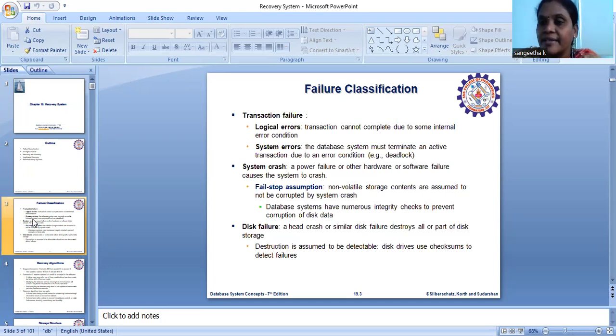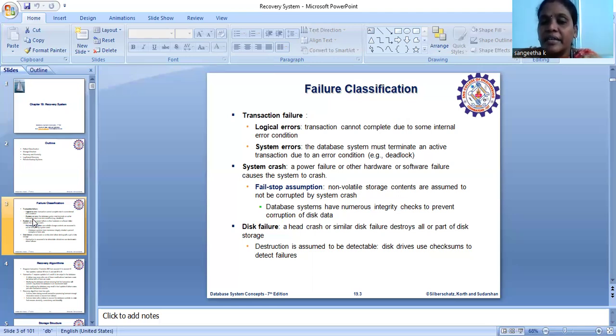Due to insufficient resources, the transaction may get aborted. So this kind of transaction failure may be called a system error. And system crash is a power failure, because power failure and other hardware and software failures cause the system to crash. And then disk failure.